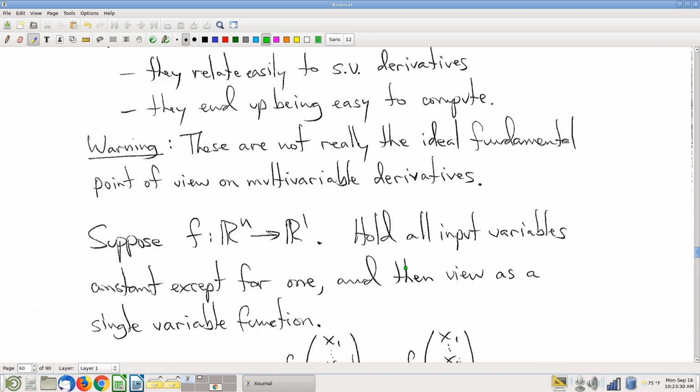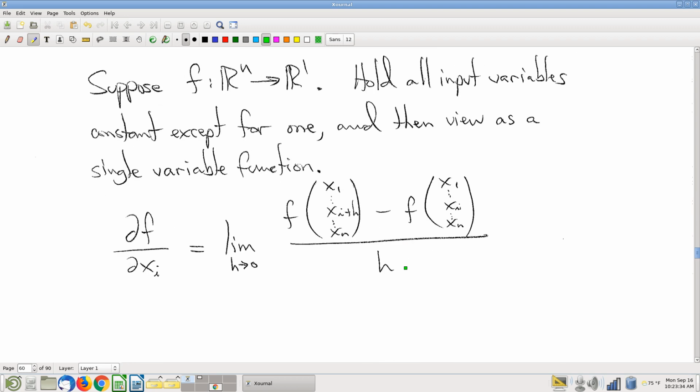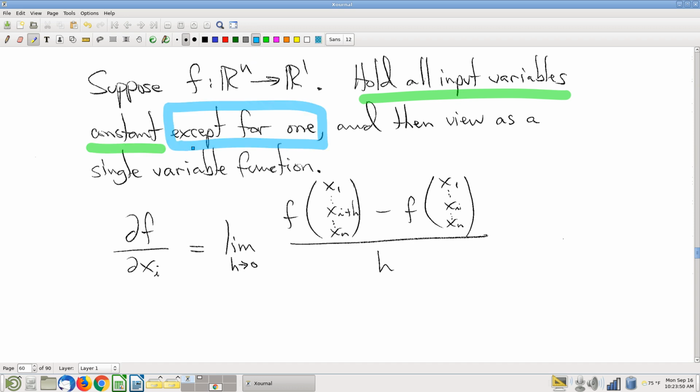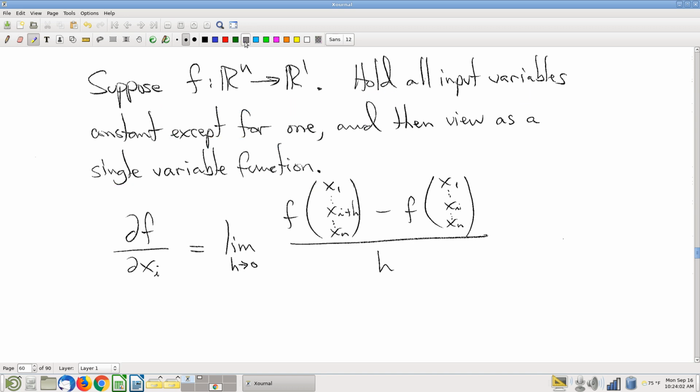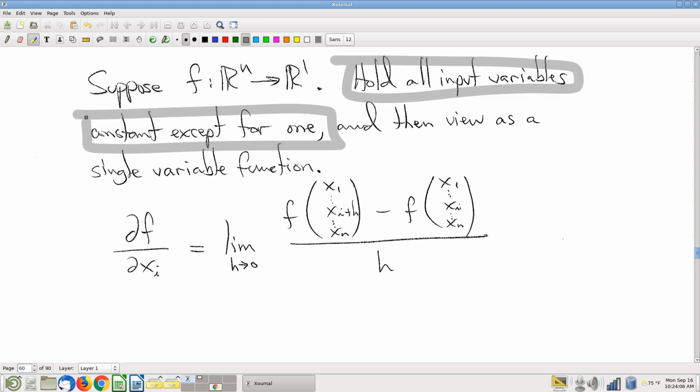Okay, so that said, with all the warnings and context being done, suppose you have a multivariable function, f. The way you compute a partial derivative is you hold all of the input variables constant except for one, and then view the result as a single variable function, and then just take a derivative. Let me lay that out a little more specifically. When we say hold all the input variables constant except for one, x1 for the purposes of this calculation is not going to change. x2 not going to change, et cetera, et cetera. And from the other side, xn not going to change. xn minus 1 not going to change.